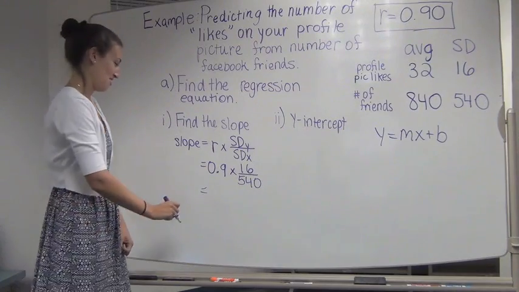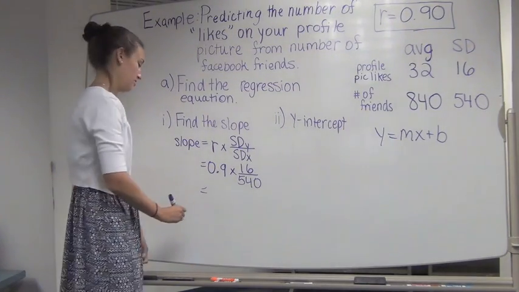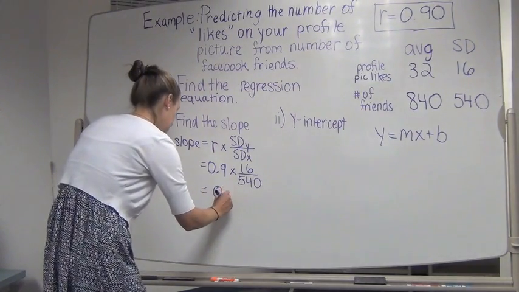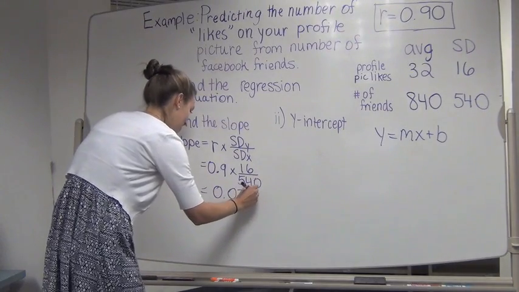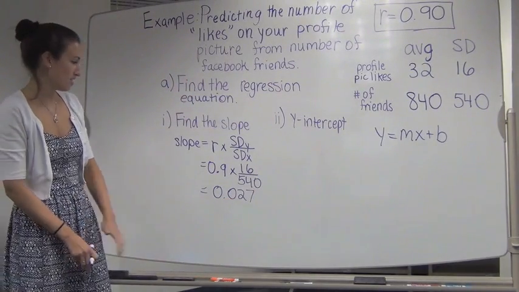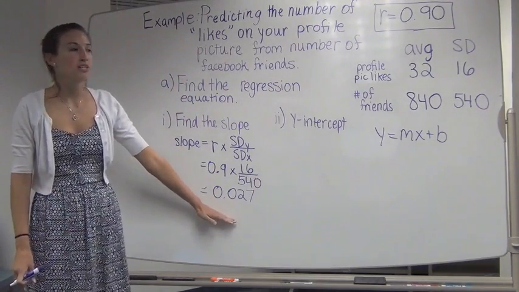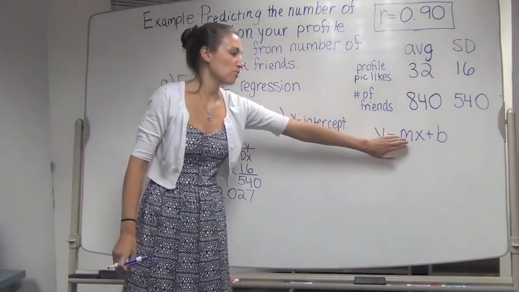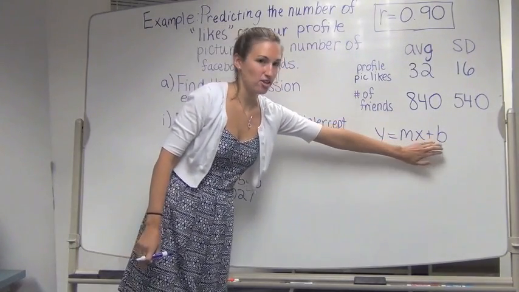I got 0.02666667. Okay, so maybe we'll do 0.027, round to 3 decimal places. So this is our slope. So now we have one piece of the puzzle. We have our M. We want to find our B.